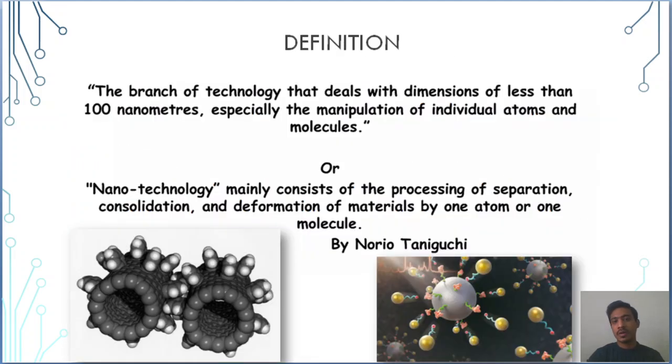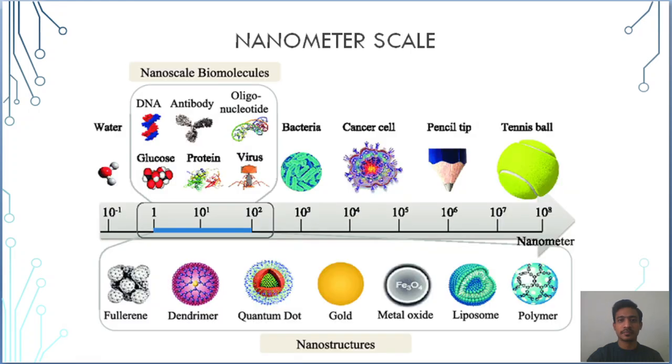So if we talk about the proper definition of nanotechnology, it is a branch of technology which deals with the study of materials and molecules or particles that come under the size of 1 to 100 nanometer. Nanotechnology mainly consists of the processing and consolidation, deformation and formation of atoms or molecules within this 1 to 100 nanometer range.